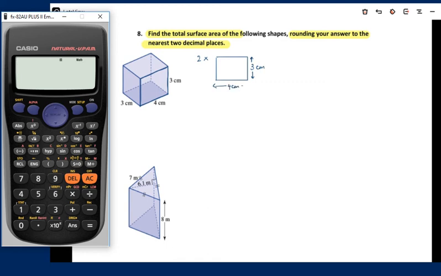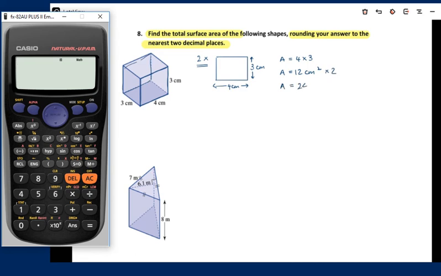Now, like I said, we've got 2 of those. Being that we're asked to find the total surface area, I would say start by finding the area of 1, which would be 4 times 3, and the area would be 12 centimeters squared. Since we have 2 of those, because there is one of the same faces at the back, multiplying that by 2, I've got area is equal to 24 centimeters squared.